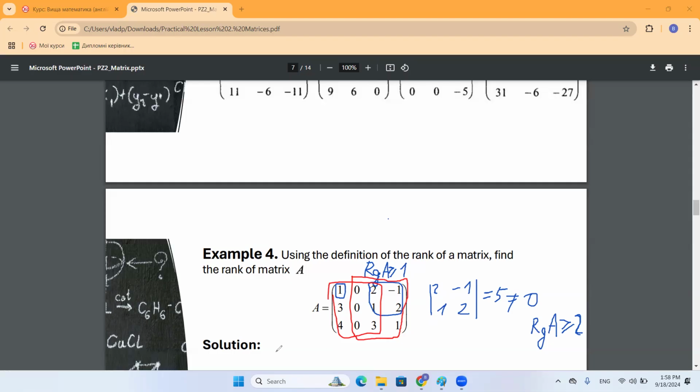Okay, so Vitaly, do you remember such a property, if we have all zeros in the column or all zeros in the row of the determinant? What will it be equal to?